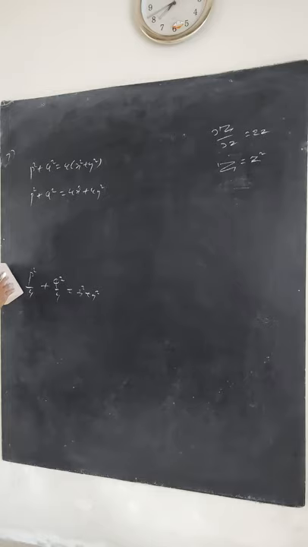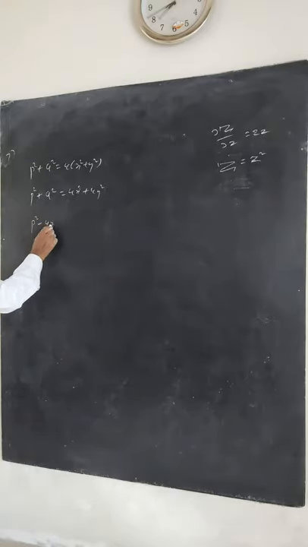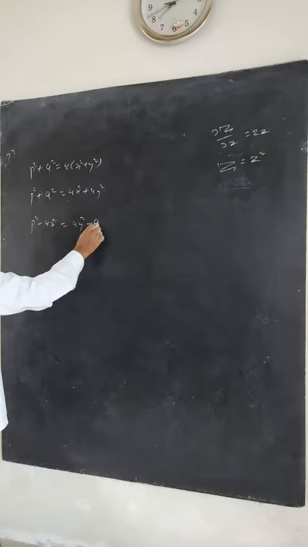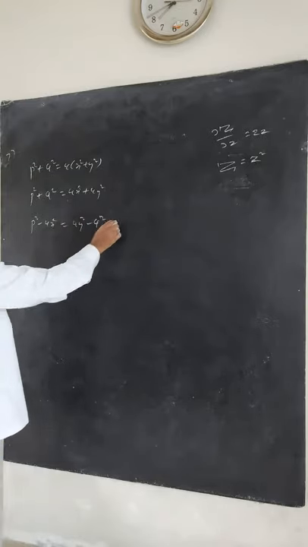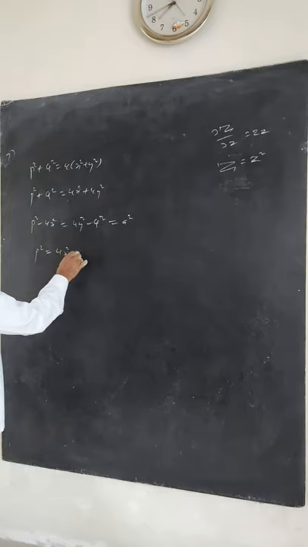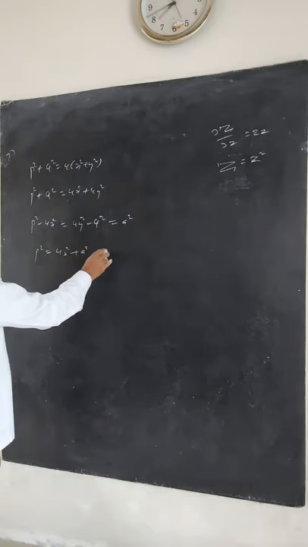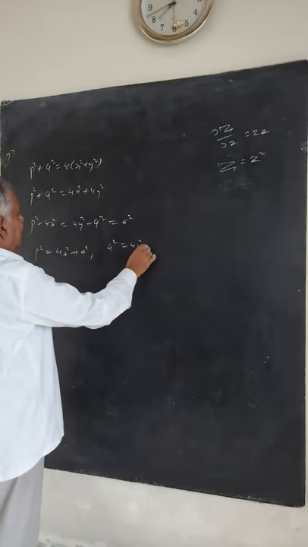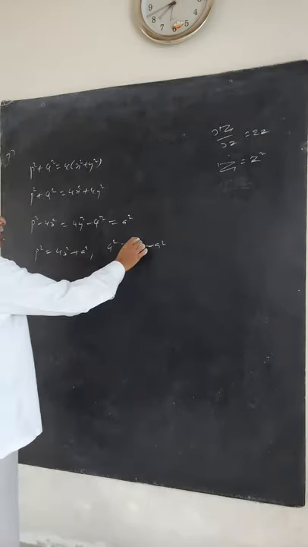Standard 3. P square minus 4x square equal to 4y square minus Q square, which is equal to a square. We are giving a square. Therefore, P square equal to 4x square plus a square, Q square equal to 4y square minus a square.